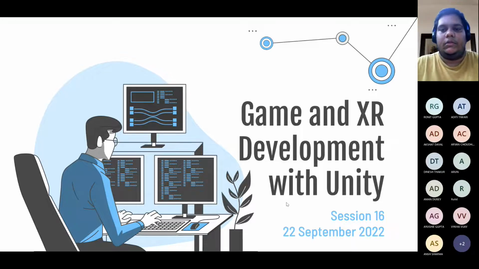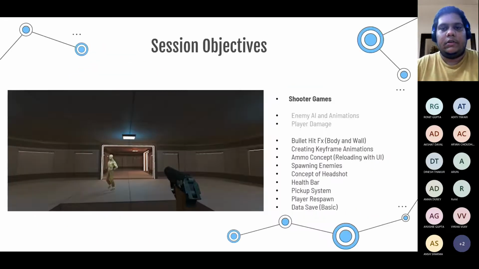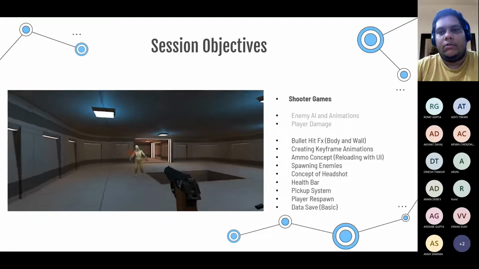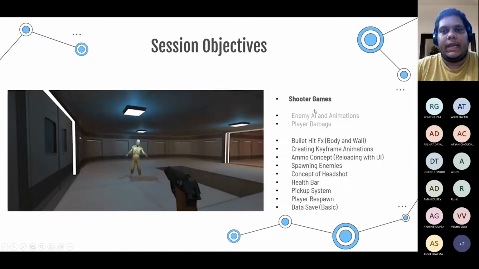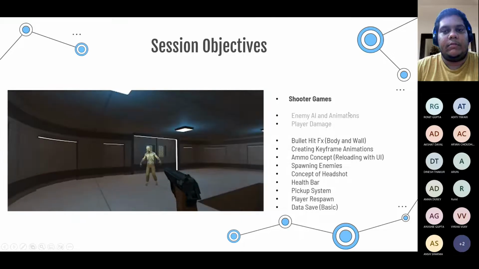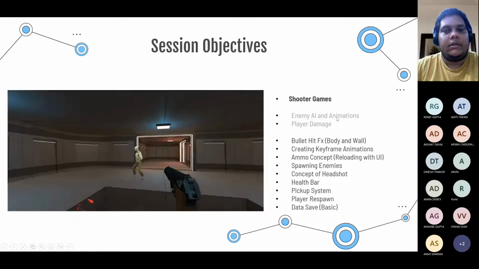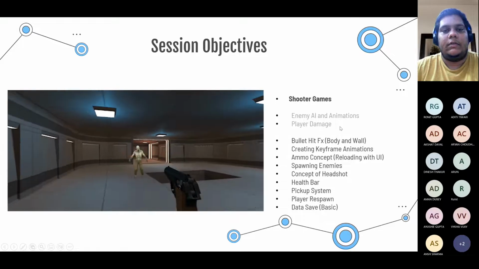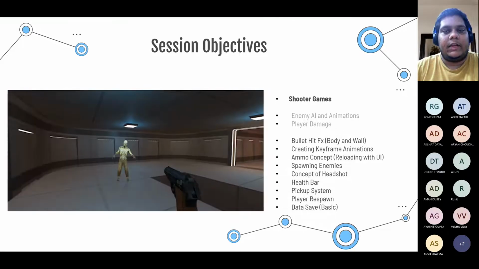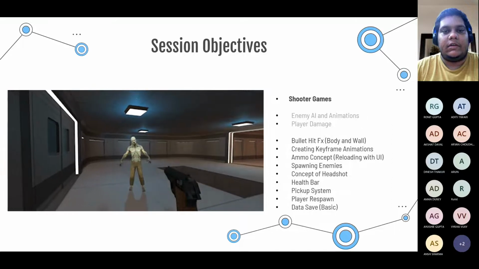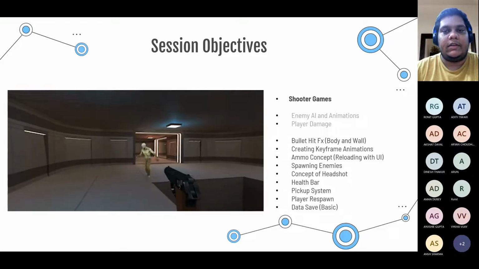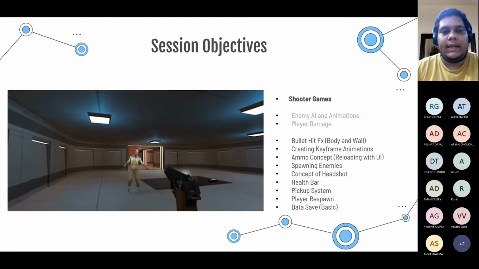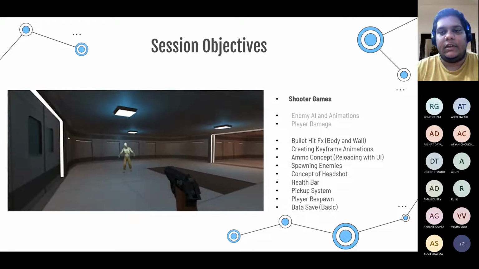Okay, cool. All right. So today we have the 16th session here, and let's just quickly do a recap of what we have done and what we are about to do. In the immediate last session, we completed the enemy AI and the player damage. Now we have the basic gameplay mechanism: the enemy can move around, follow the player, and navigate in the environment that is set up. The player can shoot the enemy, and the player can himself die. All those basic things are set up.